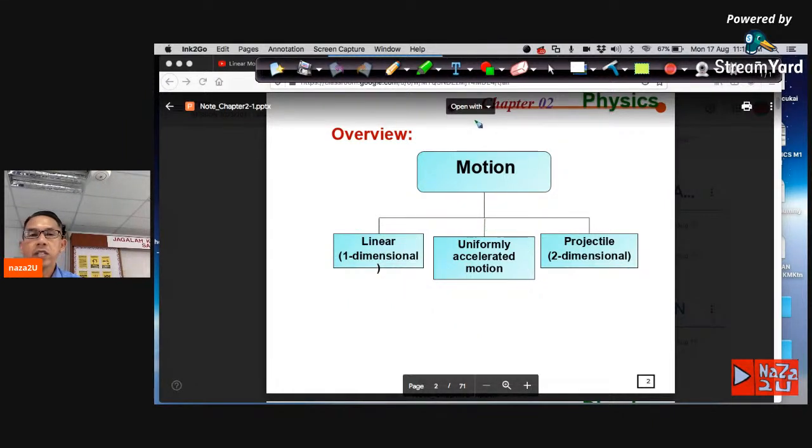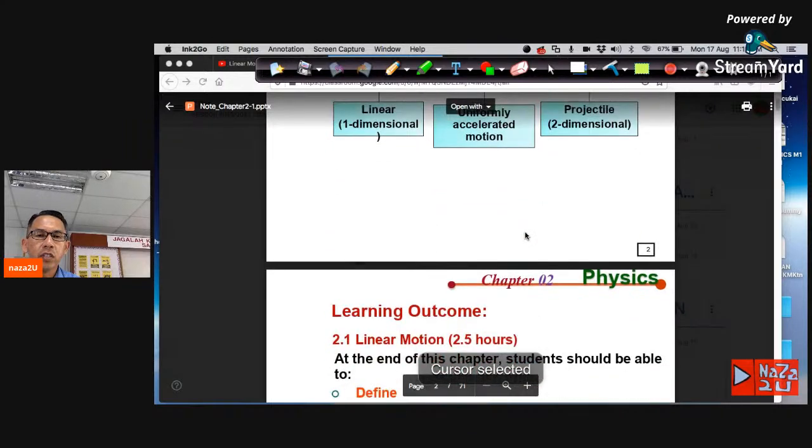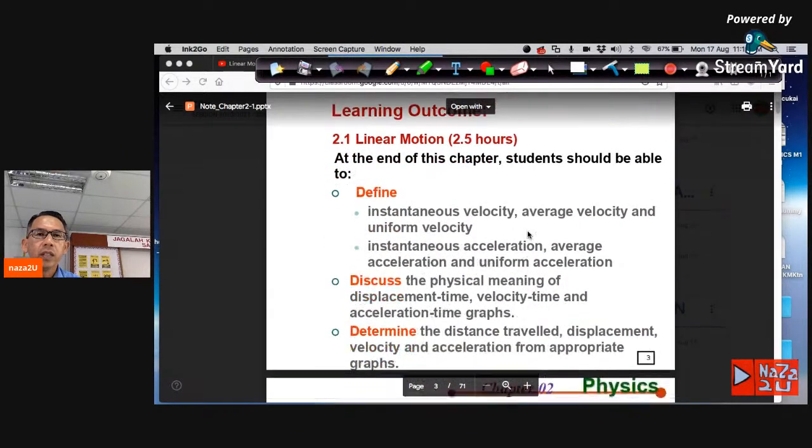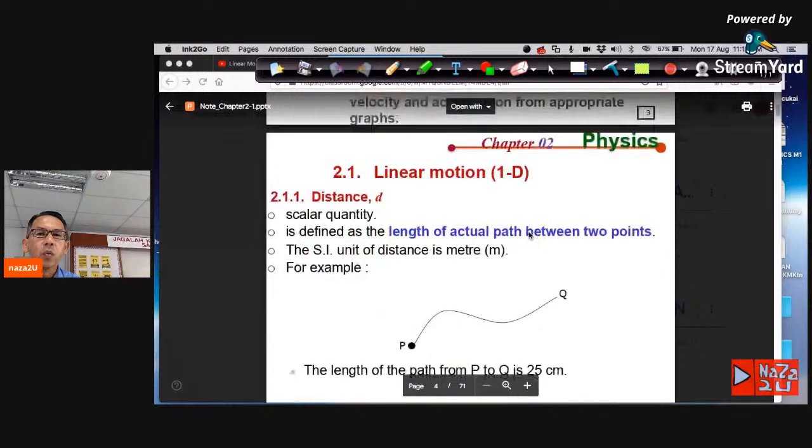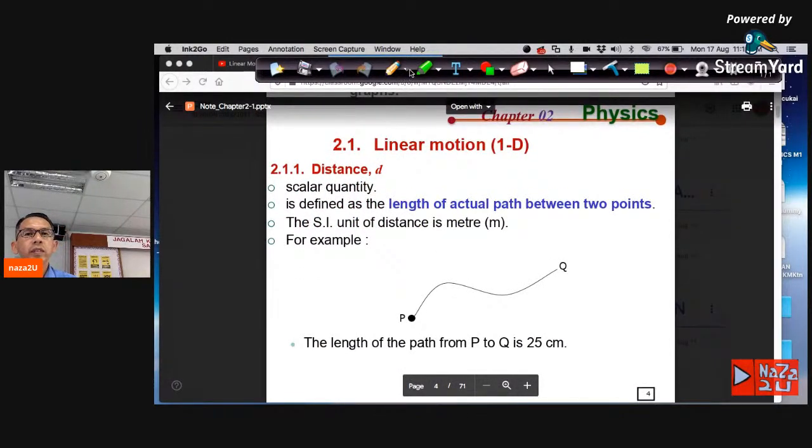The slide you can refer to the lecture note that I gave you in the Google Classroom. So you can use the same lecture note here. Okay, linear motion, 1D. 1D meaning this is one dimension, right? So first, distance. The symbol of the distance is D. Actually, we have distance, and next we have displacement.